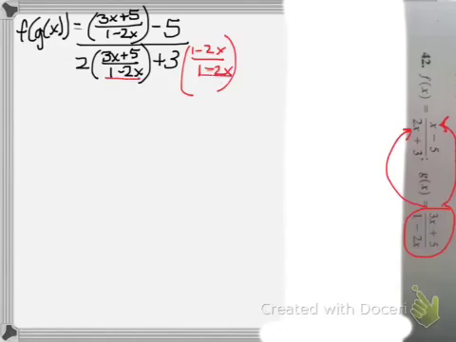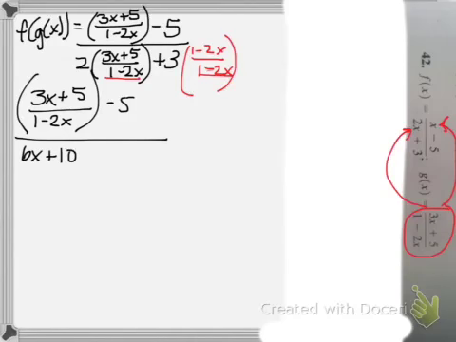So when we multiply that out, you leave the top exactly the way that it is. On the bottom, 2 times 3x is 6x, 2 times 5 is 10, and then we put that all over 1 minus 2x. Moving to the second term, 3 times 1 is 3, and 3 times negative 2x is negative 6x, and the bottom is 1 minus 2x again.